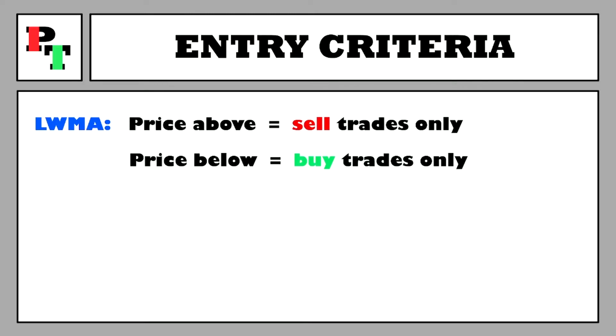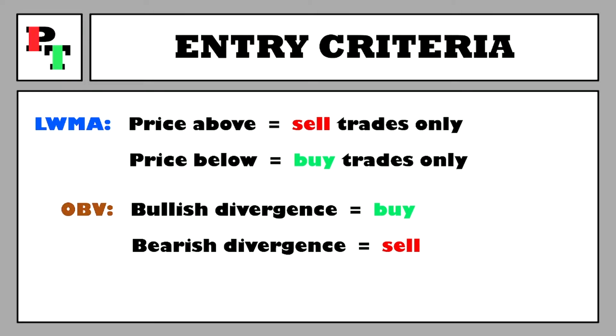We better check on that. The linear weighted moving average first. Simple filtering process: when price is above the average, it will be sell trades only for us, and when price is below the moving average, it will be buy trades alone. Then for the OBV indicator, we're going to be diving into divergence. Bullish divergence, holding a reference towards bulls, will mean buy trades for us, and bearish divergence is the counter reference to that and will mean sell trades for us.